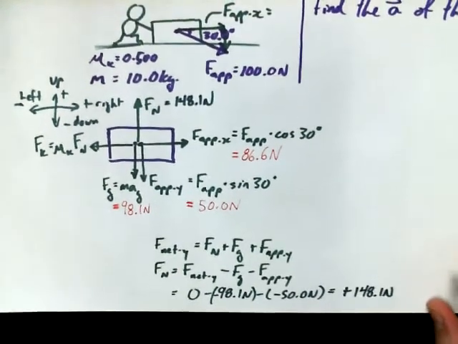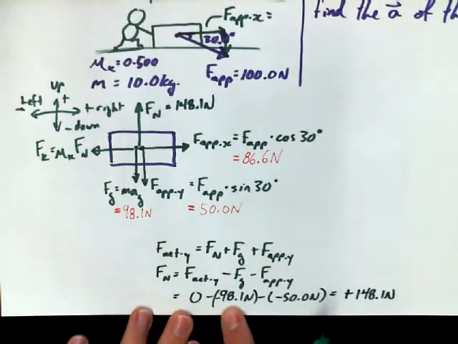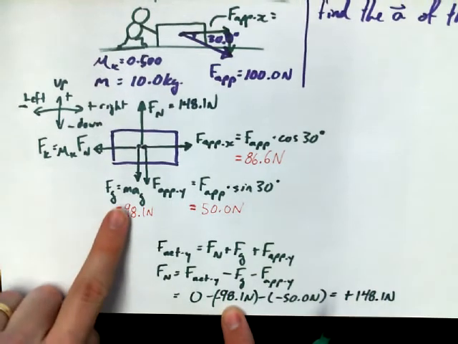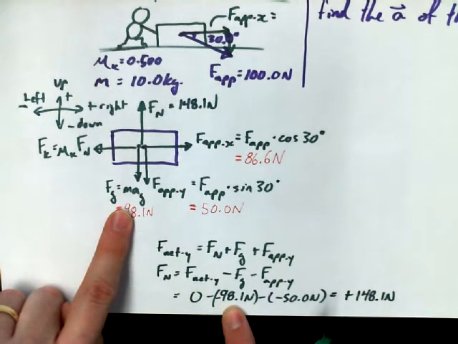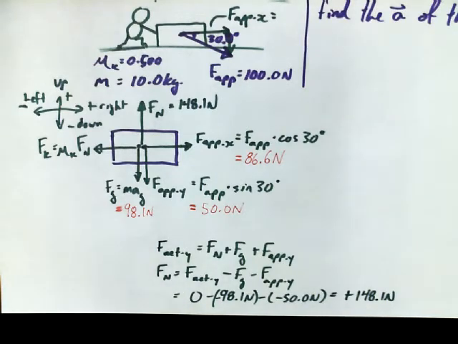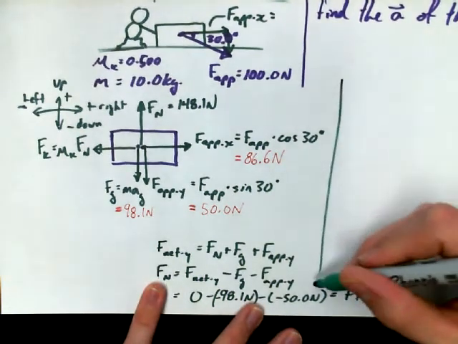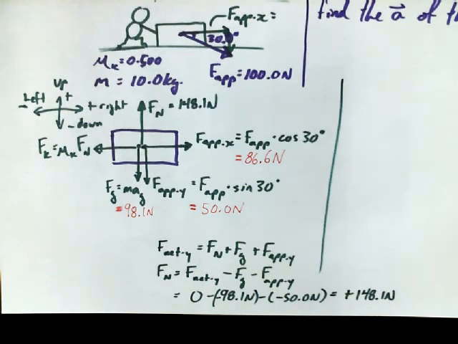And like I said before, if instead of writing 98.1 there directly, you feel more comfortable with actually writing in mass times acceleration due to gravity and writing this as a massive equation with all the variables showing, that's beautiful. You should do that. You'll have less rounding error. I'm just trying to show this for clarity's sake, okay? All right, so we have F normal as 148.1. What's the next step? What should I do next?